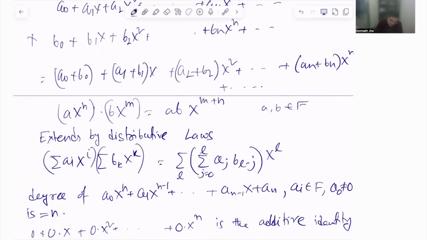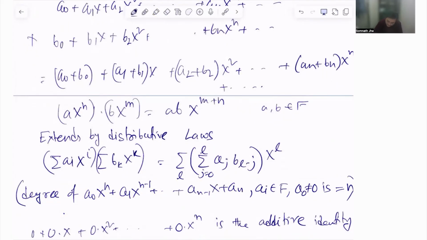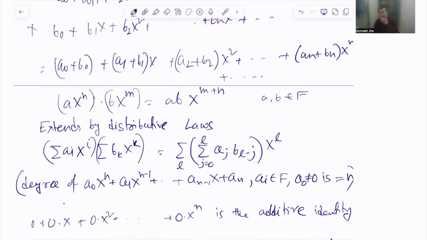So if you have a polynomial a0 plus a1x plus and so on, maybe I should put this in brackets, the degree of this is defined to be n. This is the definition of the degree of a polynomial. So if it is a constant polynomial, then the degree is 0. If it is a linear polynomial, the degree is 1. If it is a quadratic polynomial, then the degree is 2. If it is a cubic polynomial, the degree is 3, and so on.